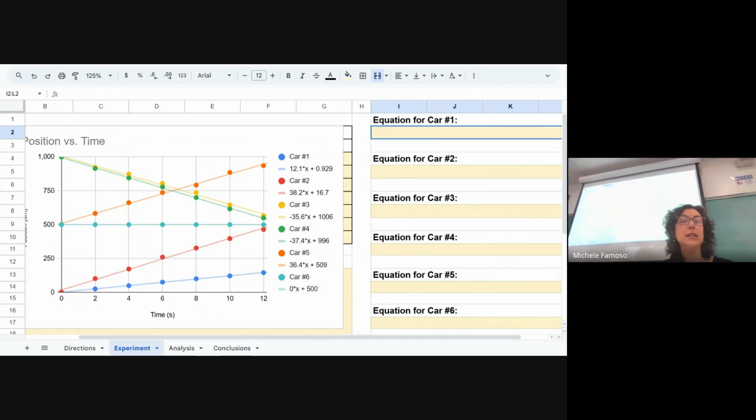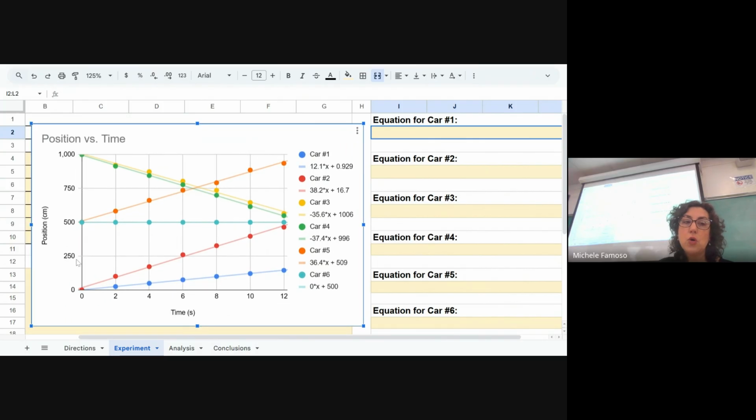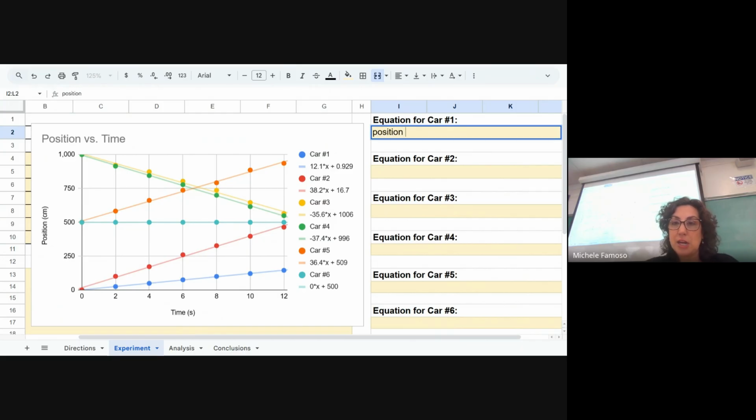Remember that it's a line, so it should take the general form of y equals mx plus b. And the Google Sheet doesn't tell us what y is. It doesn't put y equals. We have to look at our graph to figure out what is on the y-axis. So according to this graph, what's on the y-axis? What variable name? Position. So in this box for equation for car 1, we're going to start by typing position equals. That's our y equals.